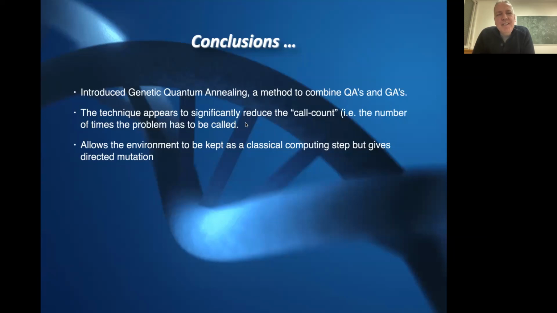The useful thing about it is it allows the environment to be kept as a classical computing step. So it keeps that benefit of genetic algorithms that you can bolt on your classical computing, whatever the problem is, onto this genetic quantum annealing thing in order to have a population which improves. That's the same sort of thing you do with genetic algorithms. You don't have to encode the entire problem on the quantum annealer in order to get this sort of improvement. The computing for the problem itself is just kept as it was.